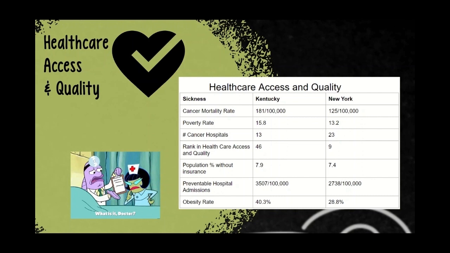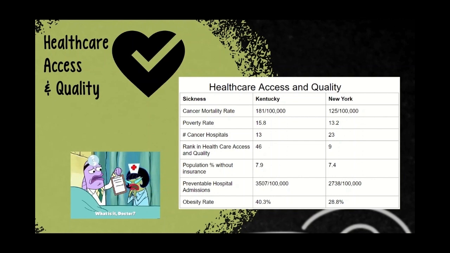However, New York ranks number 9 in healthcare quality and access, while Kentucky is near the bottom at number 46. This takes into account population without insurance, where both Kentucky and New York are closely matched, but also preventable hospital admissions, which New York has almost 1,000 per 100,000 less than Kentucky, and health factors such as obesity, in which New York is 12% points lower than Kentucky. Additionally, if you live in New York, you have 23 hospitals with certified cancer programs to be treated, where in Kentucky you only have 13.